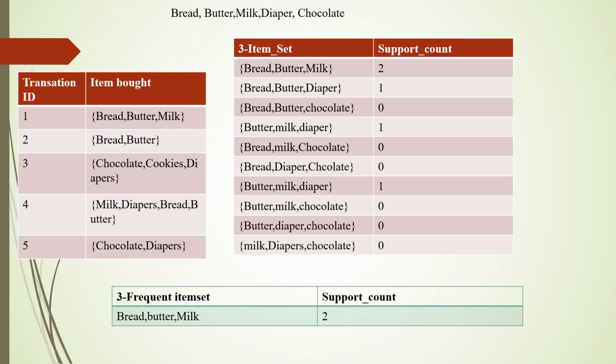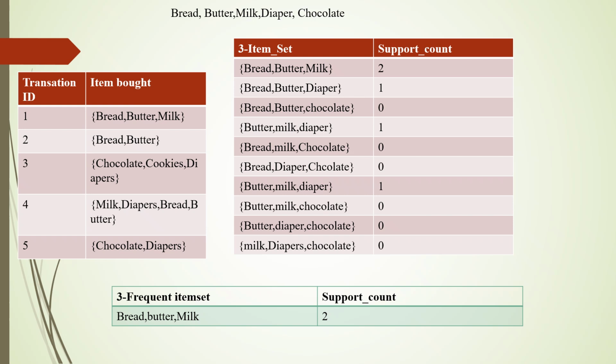Next, bread, butter, diaper appears 1 time in the data set. So the support count is 1. Likewise, we need to calculate the support count for the other possibilities. The only third frequent item set which satisfies the minimum support is one, that is bread, butter, milk.